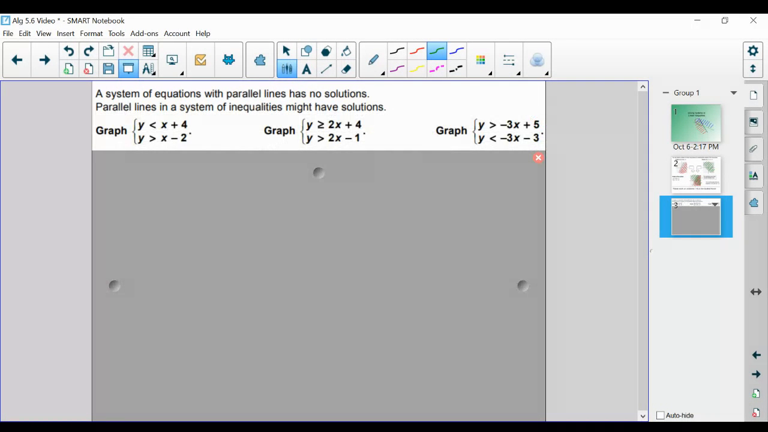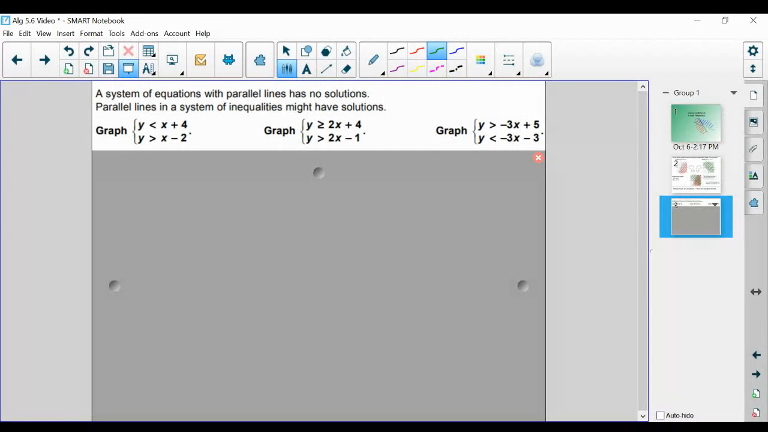So given here are 3 different systems, and if you notice, they all are going to be parallel because they all have the same slope within each system. In the first system, we have a slope of 1. In the second system, we have a slope of 2. In the third system, we have a slope of -3.